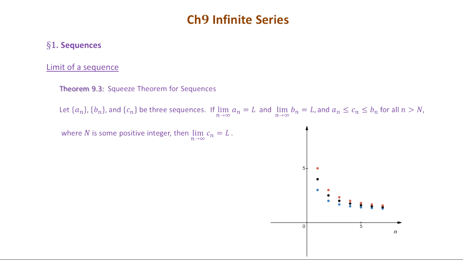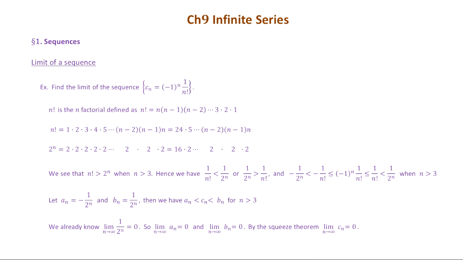So then the limit of c_n has to be L, right? If you have two curves, one on the top and another at the bottom, and they approach the same number on the right, then any curve in between must have the same limit as them. So this is basically the same as the theorem for functions. Another version of the squeeze theorem. So we can use this theorem to find the limit of some sequences.